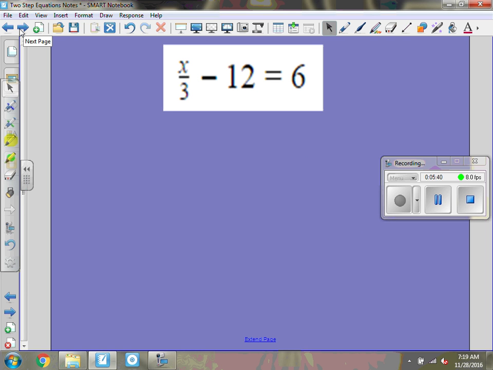So now I have x over 3 minus 12 equals 6. Remember, my first step is always to find out where that variable is and draw those railroad tracks. I want to see railroad tracks on every single paper that you turn into me. So now I'm ready to get rid of the friend first and then the best friend.